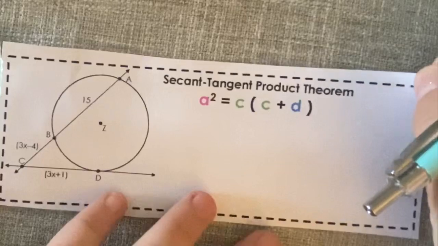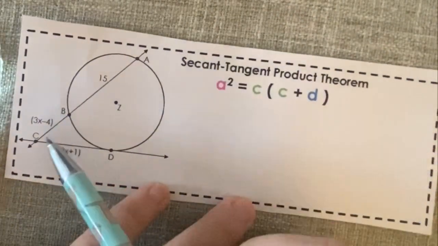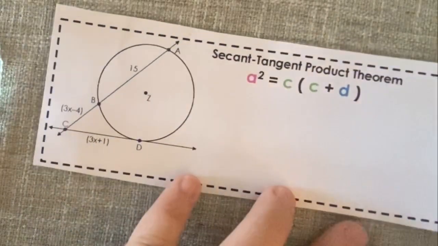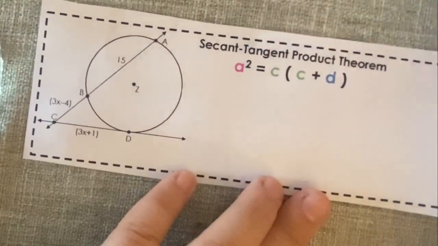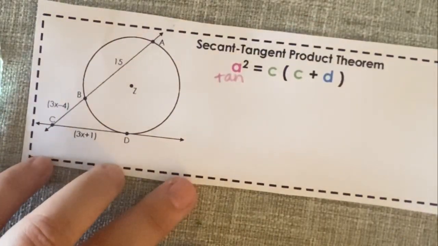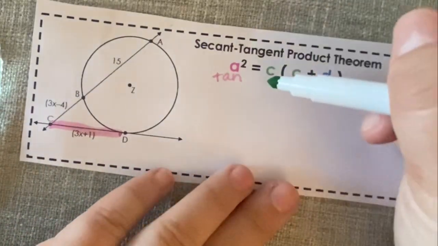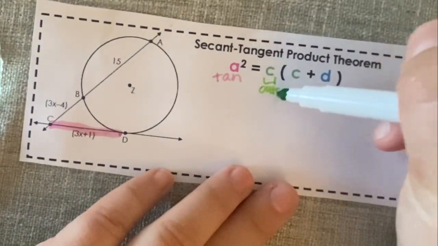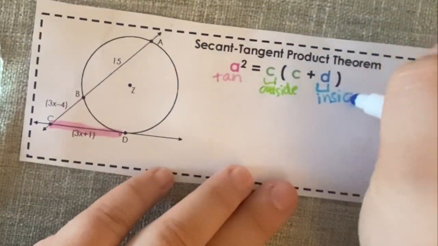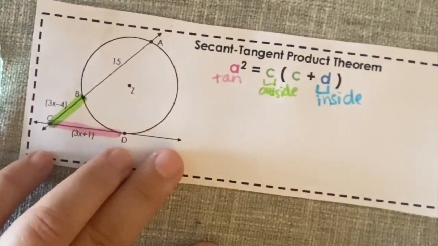For our last example, we have the secant tangent product theorem. Obviously here we're going to have one secant line and one tangent line intersecting. And you'll notice that there's a little square here. That A has to be the tangent side. So that's going to be this portion right here. And then just like the last one, this is the outside. And D is the inside of the circle. And these are along the secant line.